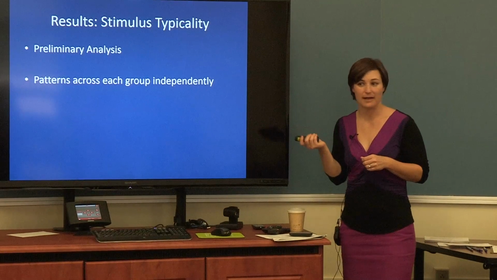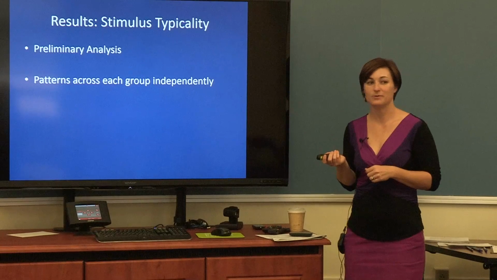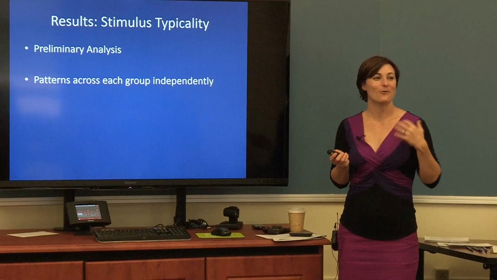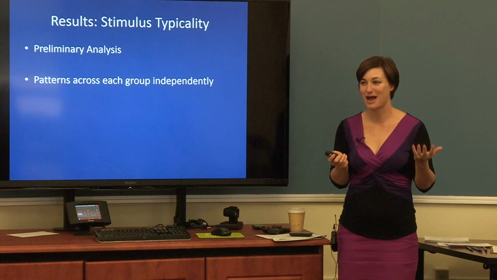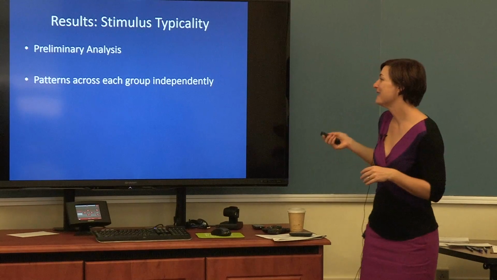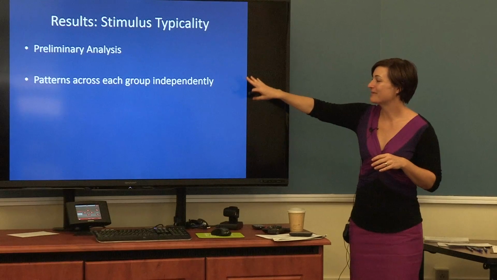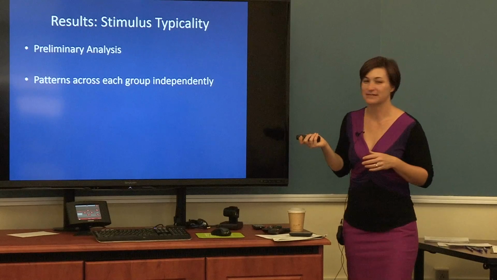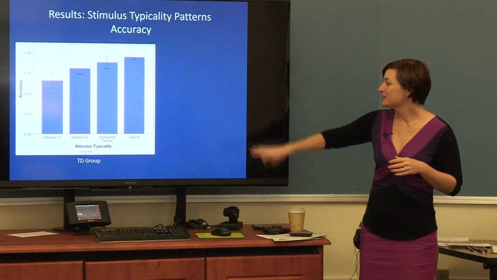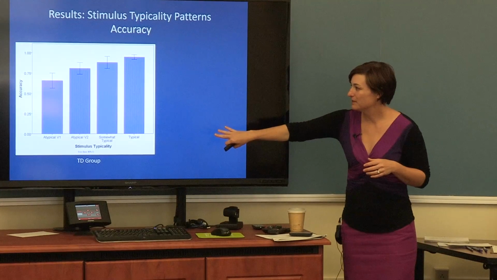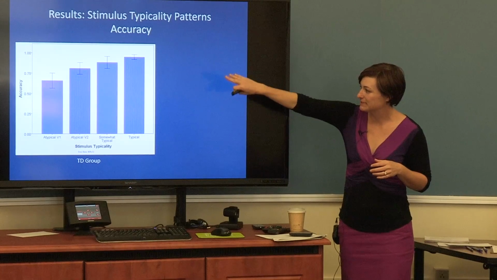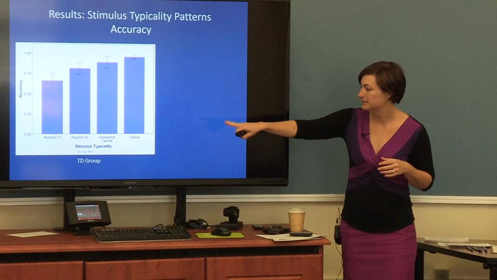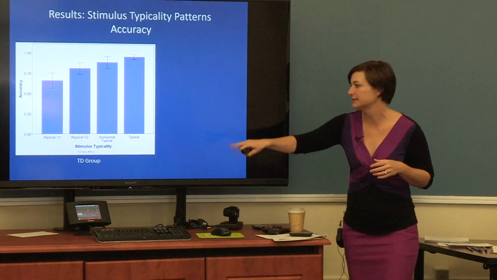Our preliminary analysis indicated that our data was not normally distributed and was pretty much violating everything. So all of the stats that I did are non-parametric stats. And then what I want to do is talk about the patterns across each group independently, first for the stimulus typicality. So when we look at our typically developing group, you can see accuracy is on the y-axis, and then the different stimuli is on the x-axis.